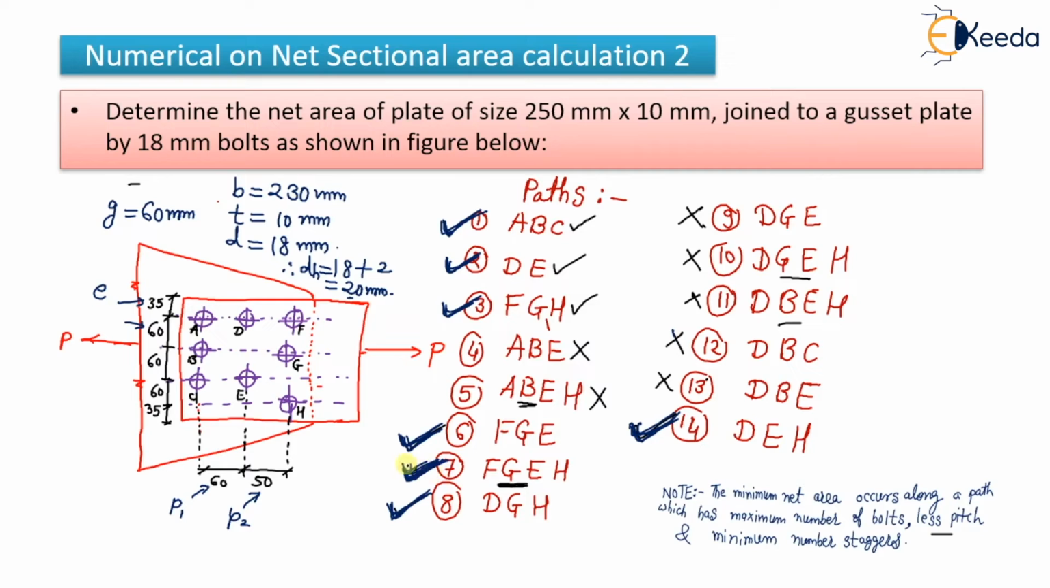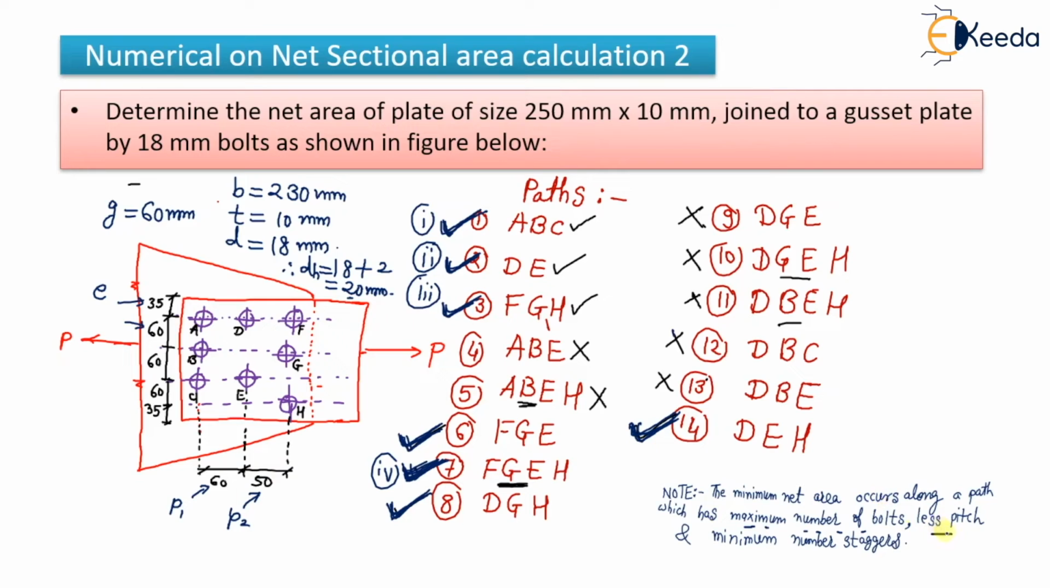Only how many paths are remaining? What I told you, this one is your first priority, this one is your second priority, this one is your third one, and the fourth priority will be this one, because it has the maximum number of bolts, also less pitch, and only one stagger. See, F, G, E, H, 1, 2, 3, 4, 4 bolts. So this criterion fits: maximum number of bolts. Less pitch, which one is less pitch? This one is 60, this one is 50, and we are going like this, F, G, E, H. If you want to go from G to E, which path is getting covered? This one. This pitch is getting covered, so it is 50 mm.